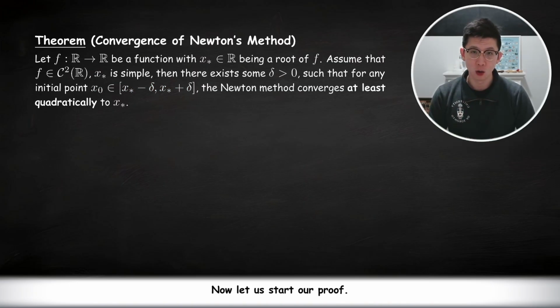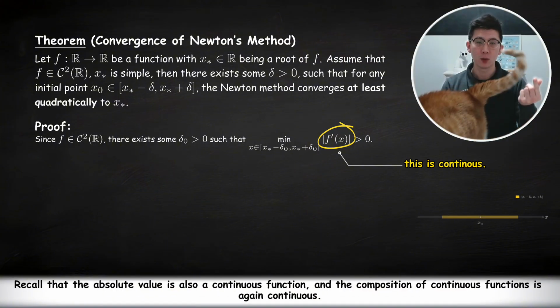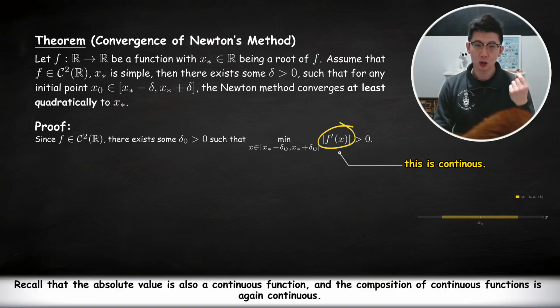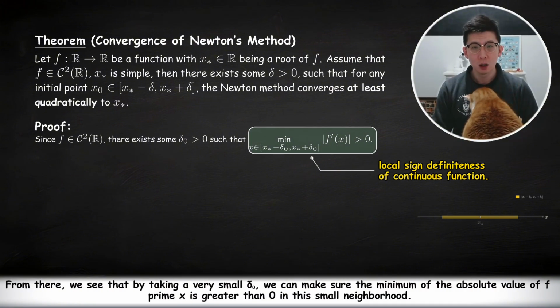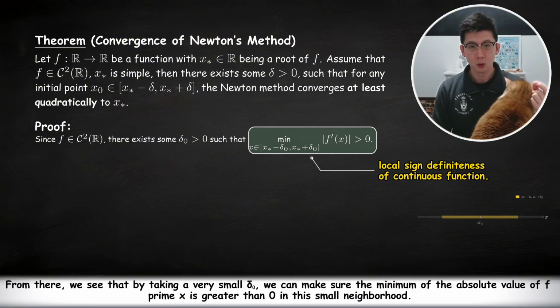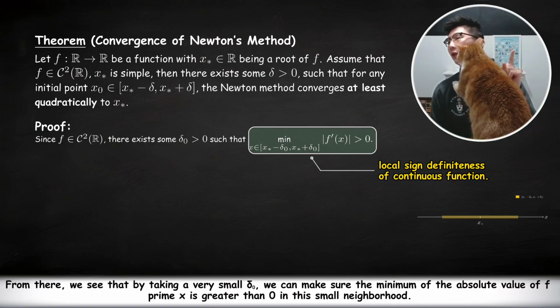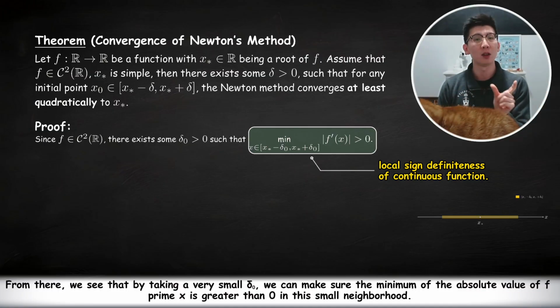Now let us start our proof. We know that f is of class C2, hence f prime is a continuous function. Recall that the absolute value is also a continuous function, and the composition of continuous functions is again continuous. From there, we see that by taking a very small delta naught, we can make sure the minimum of the absolute value of f prime x is greater than 0 in this small neighborhood.